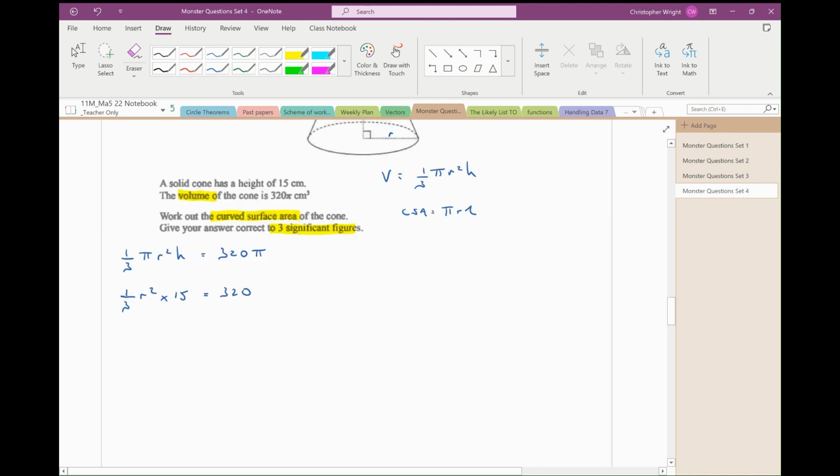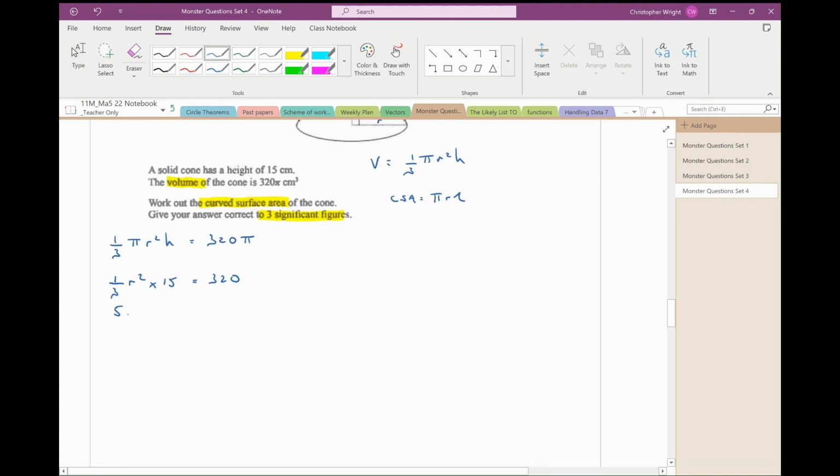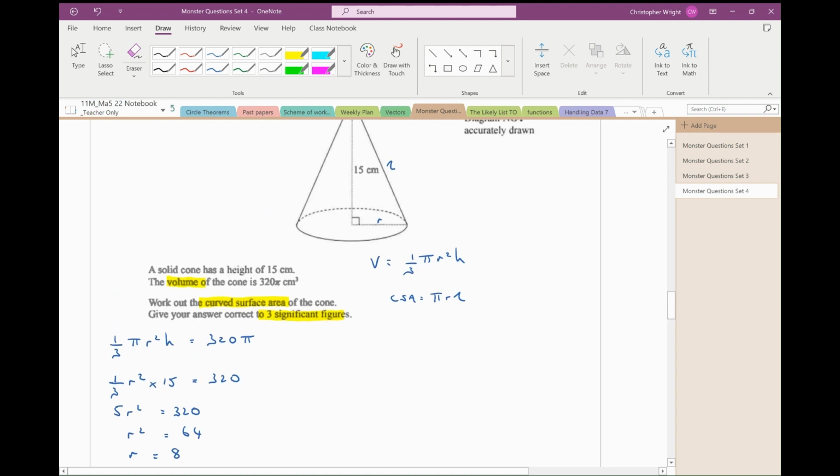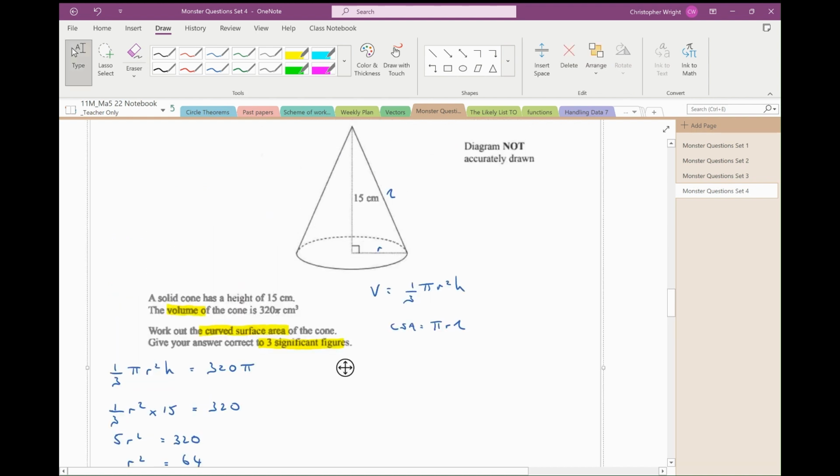Now I've got an equation which simply has r in it. So I can now divide both sides by 5, the r squared is 64. So the radius is 8. Brilliant. Okay, so now I know the radius is 8. So let's write that in here.